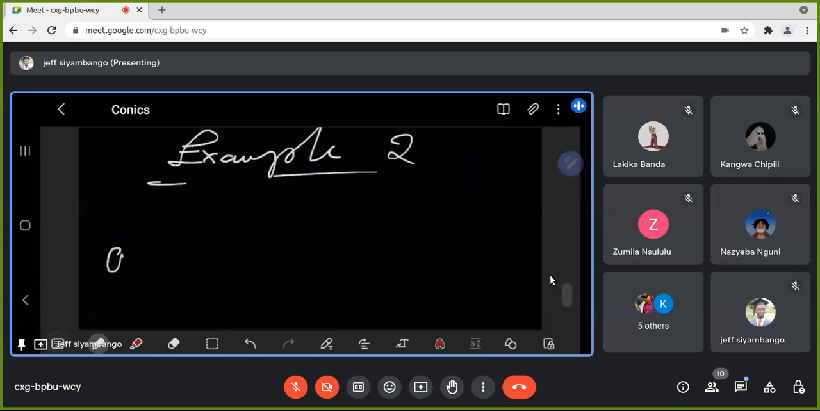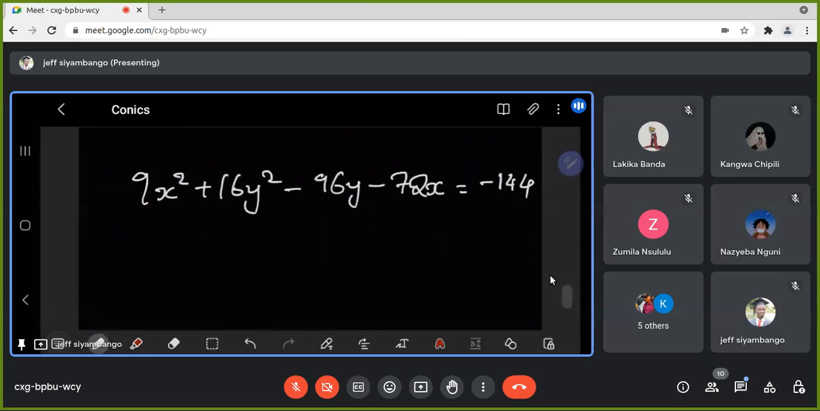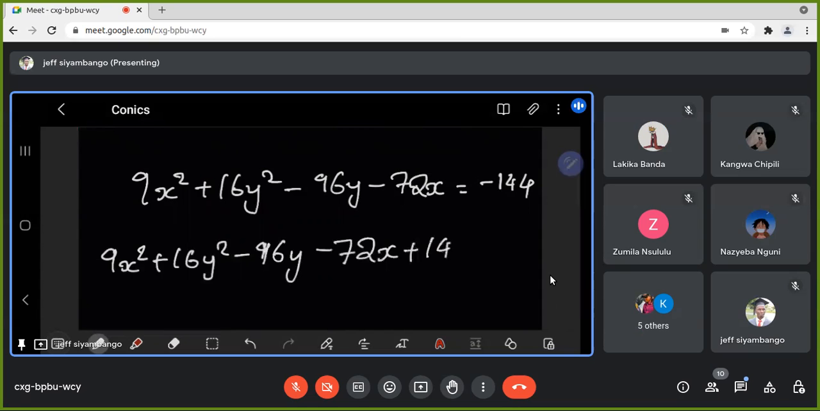So you have something like 9x squared plus 16y squared, then you have minus 96y minus 72x, then this is equals to minus 144. So you have no clue what type of section this is. How do we work with it? Well, you have to complete the square. 9x squared plus 16y squared minus 96y, then minus 72x plus 144.